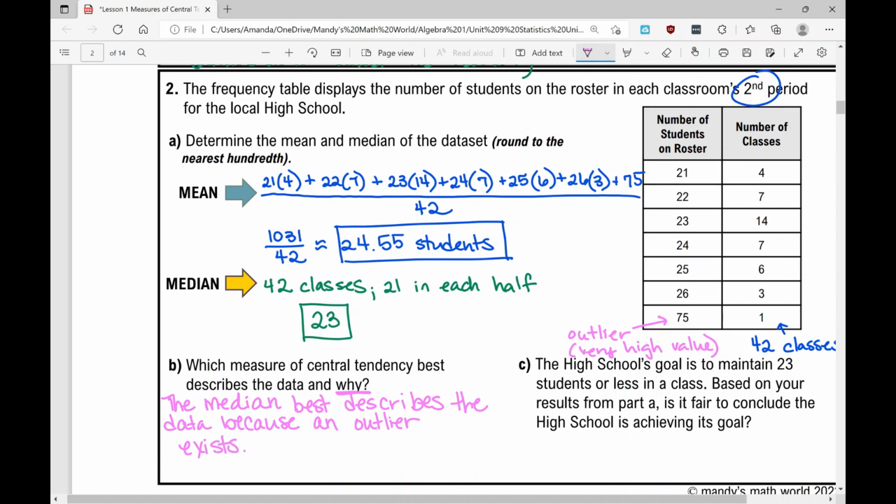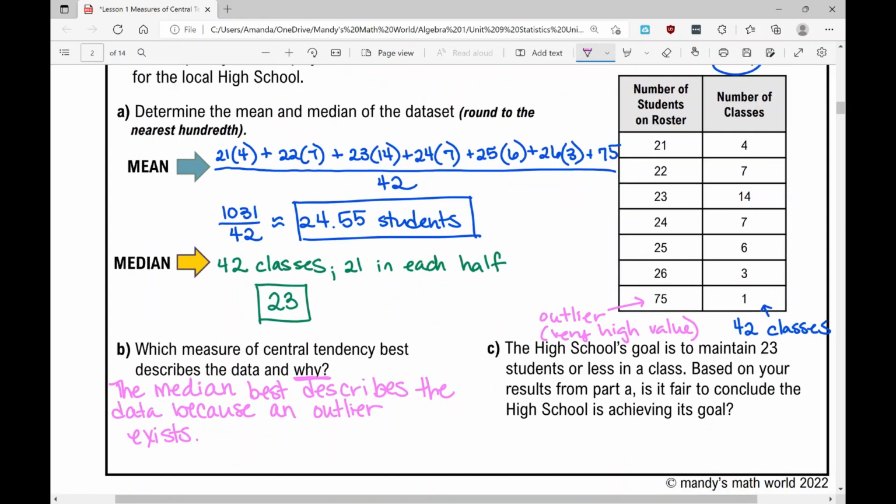Okay, moving on to C. If the high school's goal is to maintain 23 students or less in a class, based on your results from Part A, is it fair to conclude the high school is achieving its goal? Remember, its goal, right, is to maintain 23 students or less in a class. Obviously, there are classes that have more than that, right? There are classes that are going to have more than 23 students in a class, but their goal is to do that. Is it achieving its goal? The median is 23, and that's what we're using as our measure of central tendency because there's an outlier in there. So we can conclude, yes, the high school is achieving its goal.